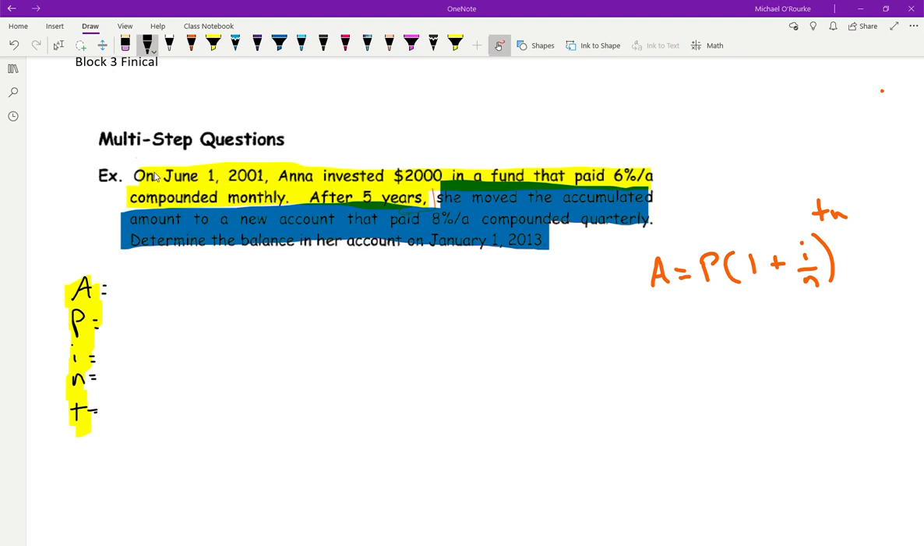So, let's look at this first question. Looking only at the yellow, because we're cut in half here, can someone help me fill out this chart? You can either type in chat, or you can talk to me about it. What do we know? A is the final amount. Use your principal. What's our principal in this case? Good. What else? 6%. Good.